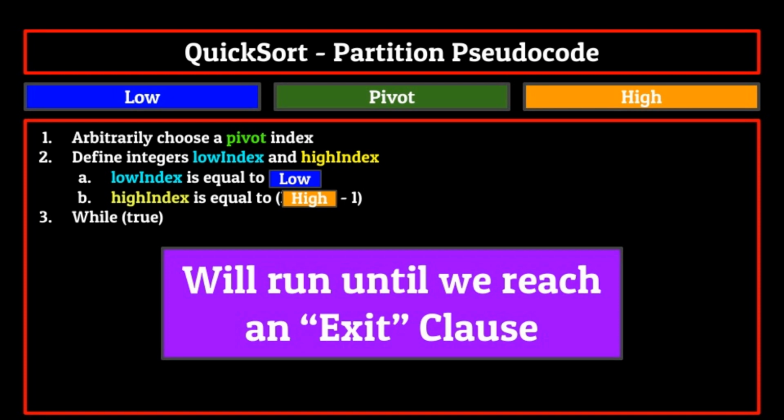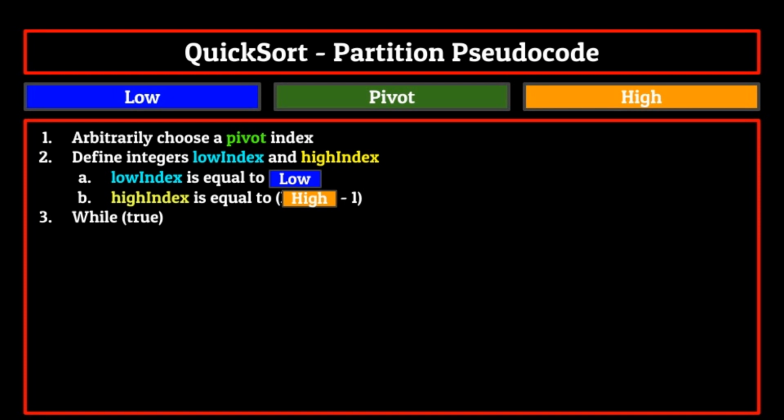I'll explain further once we actually reach the exit case for this particular while loop, but for now just note that the instructions inside of this loop will run as many times as we need them to. We then move into a set of two while loops. These while loops will take us from the low index going up and the high index going down, which means that eventually the two while loops will converge upon each other.